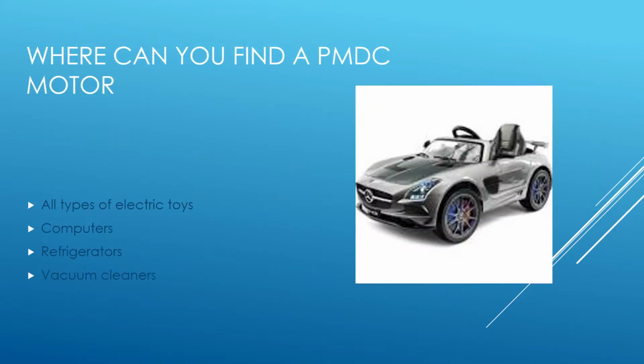Where can you find a permanent magnet direct current motor? These motors are typically found in electric toys such as the electric car pictured, and also computers, refrigerators, and vacuum cleaners use these types of motors.